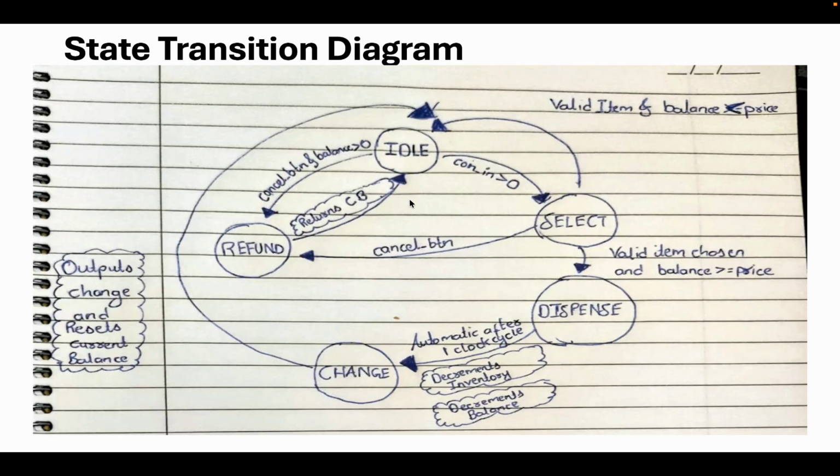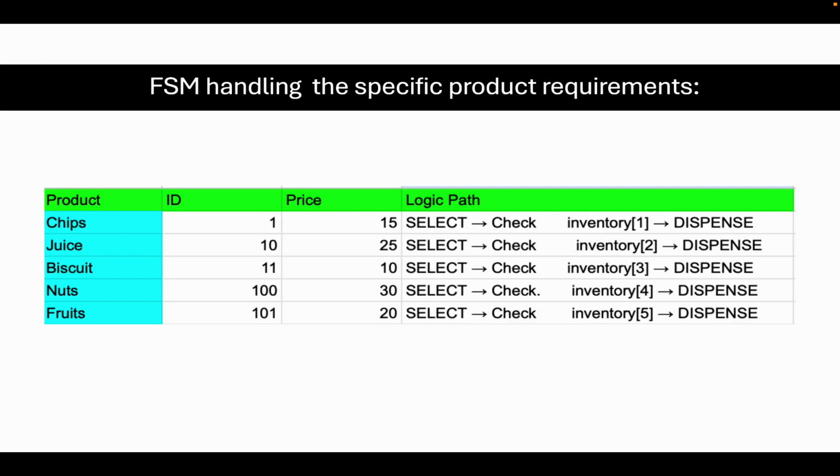Now again, if I am in the idle state and I have pressed the cancel button as well as my balance is greater than 0, I'll go again to refund, and this will again give a loop. This will happen only if I press the cancel button before selecting. So I hope you have understood the state transition diagram.